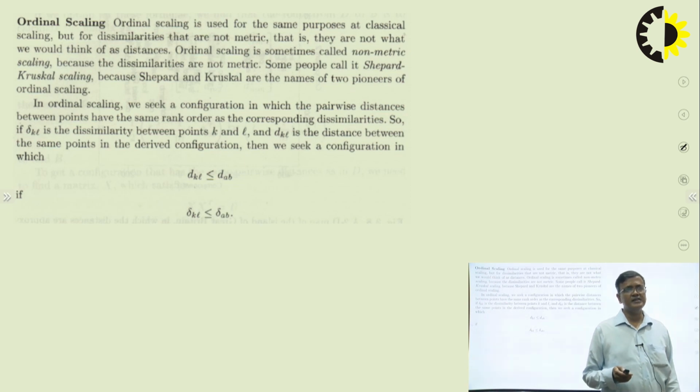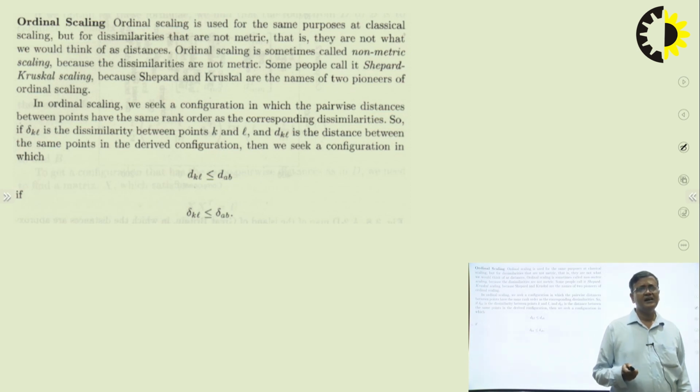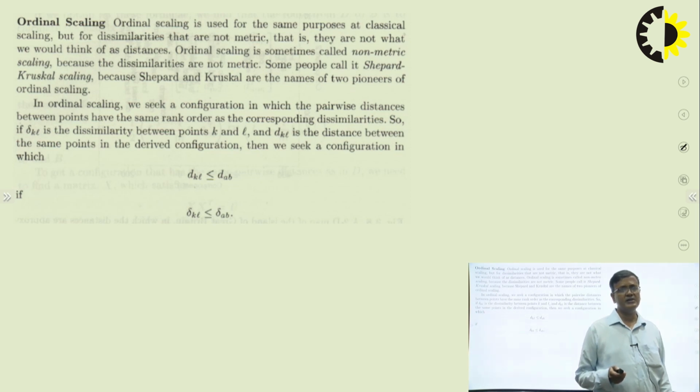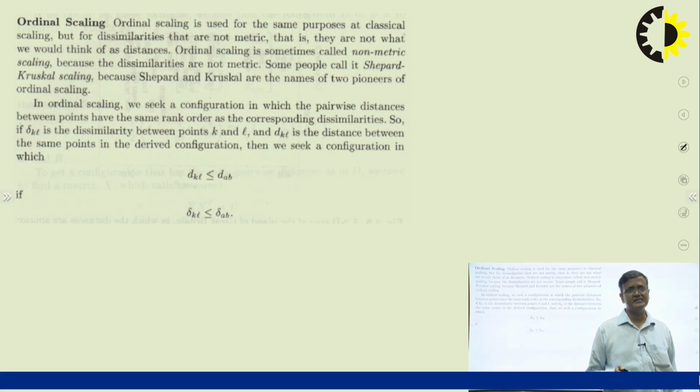Now coming to ordinal scaling. Ordinal scaling is used for the same purposes as classical scaling, but the difference here is only that the dissimilarities are not metric, that is, they are not what we would think of as distances. So they are not Euclidean distances. Ordinal scaling is sometimes called non-metric scaling because the dissimilarities are non-metric.